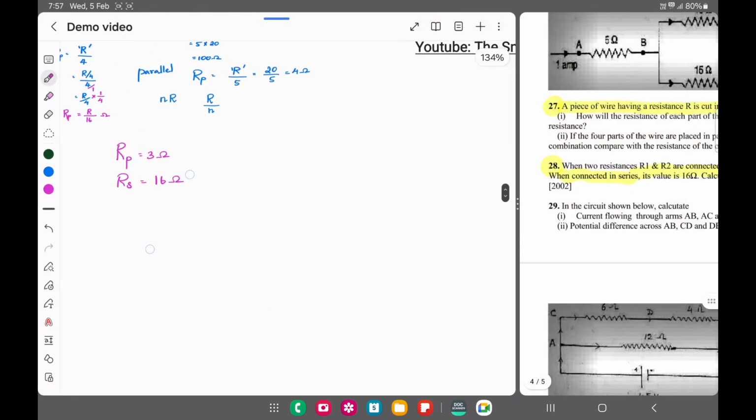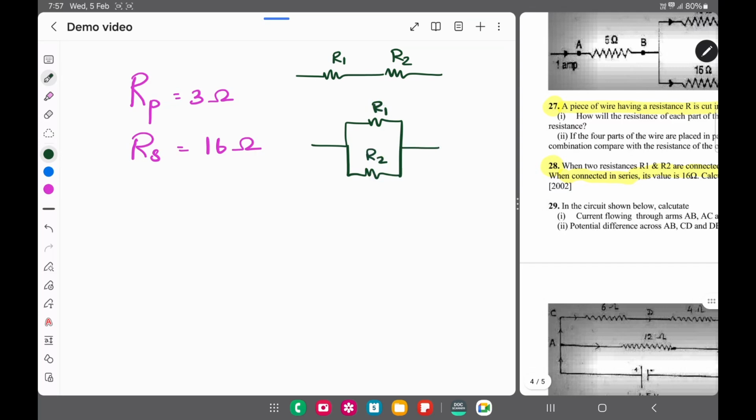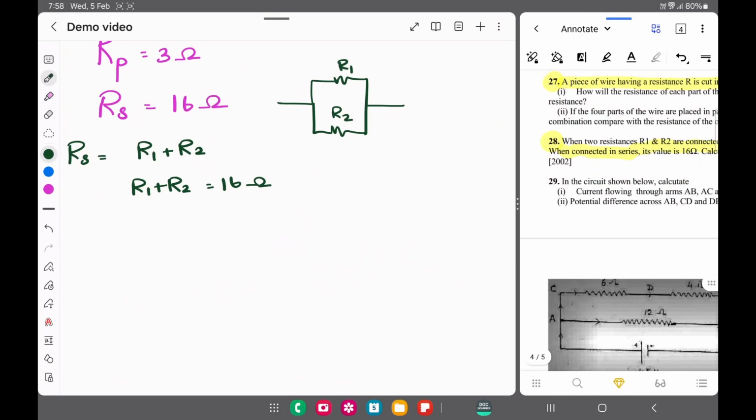Okay, so they have already mentioned R1 and R2, so we can follow the same. So R1 and R2 in series. Second case is R1 and R2 in parallel. Okay, so in series, RS is simply the sum of individual resistances. So R1 plus R2. What have they given? It is 16 ohm. And what's the parallel formula? 1 by RP is 1 by R1 plus 1 by R2.